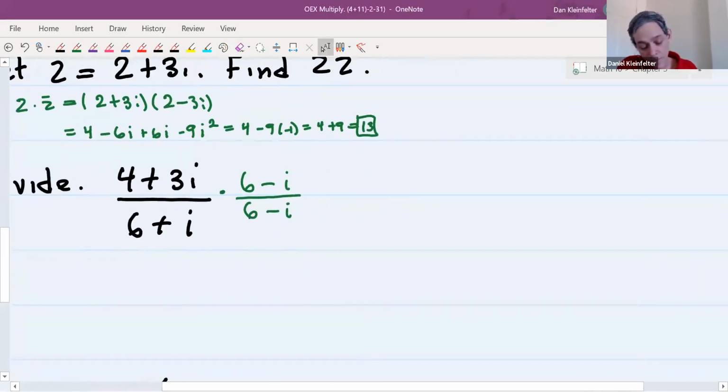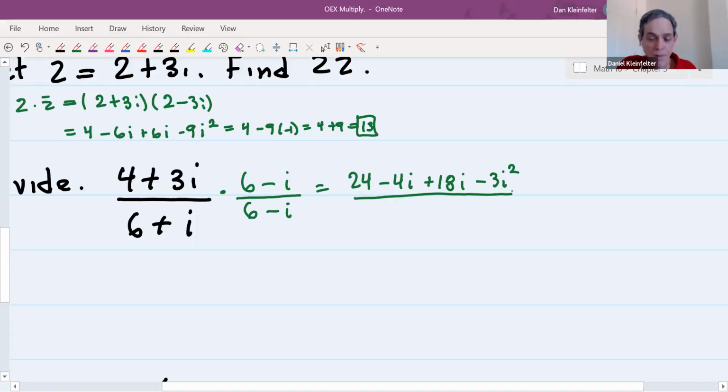All right, so let's do one more multiplication. So up top, we have 4 times 6 is 24. For the outers, minus 4i. Inners, 3i times 6 is 18i. And then in the back, 3i times minus i, that's minus 3i squared. Okay, I'll simplify that here in a minute.